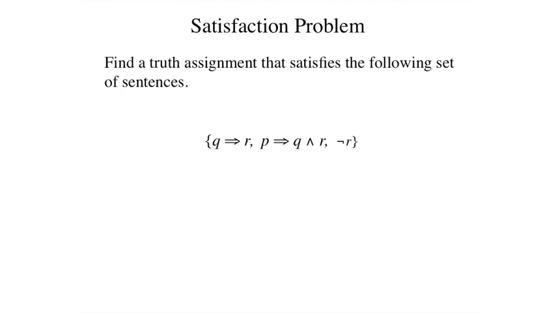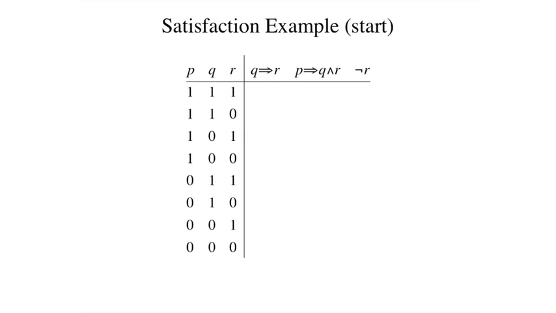Let's look at an example. Suppose we want to find a truth assignment that satisfies the sentences Q implies R, P implies Q and R, and not R. The first step is to form a truth table for our language and add columns for the sentences in our set, as shown here.